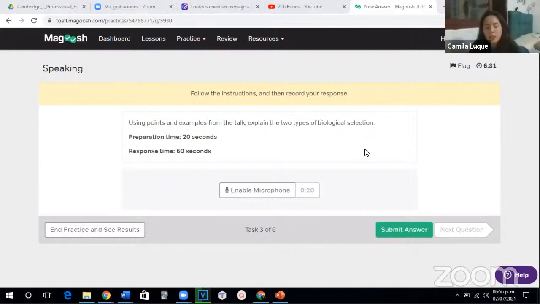Okay, natural. The first type of biological selection was natural. So I choose survive, because you need to survive with climate issues or predators. And the second one was artificial selection, which is owing to human beings and living beings.